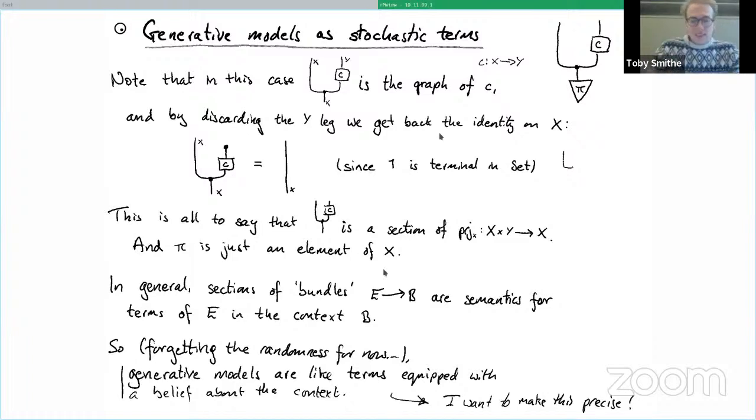And it's this kind of thinking that justifies slightly more formally what I said earlier about thinking of these generative models as stochastic or random terms, because sections of bundles, so general morphisms like this, E to B, are in type theory the semantics for terms of E in the context of B.